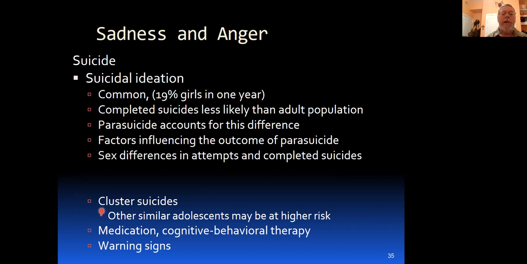So what we also know is there are some factors that influence the outcomes of parasuicide. So what we find is that amongst adolescents, girls engage in more suicide attempts or parasuicides than boys. On the other hand, the adolescent boy is more likely to die by suicide than a girl. And you say, why is that? Okay, a couple reasons.